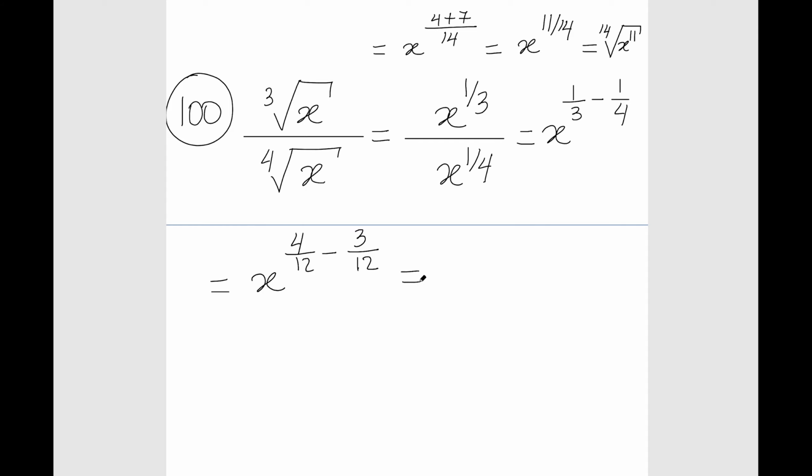Okay, and this is the same as x to the power 4 minus 3 divided by 12, which is x to the power 1 over 12. And since the question says once you simplify, write the answer in radical notation if a rational exponent appears, well, we gotta rewrite this as the 12th root of x.